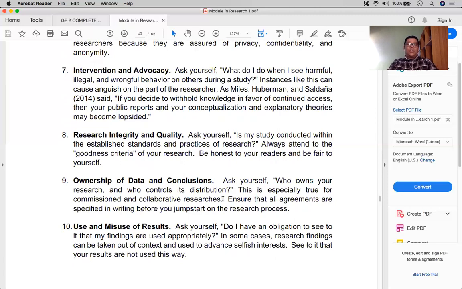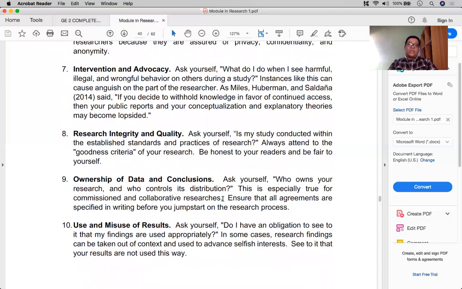And then, ownership of data and conclusions. Ask yourself, who owns your research and who controls its distribution? This is especially true for commissioned and collaborative researches. Okay? So you have to be very clear with the institution who shall own your data or who shall own your research after the conduct.